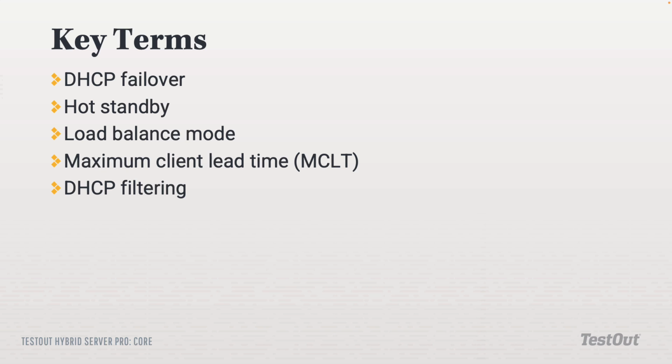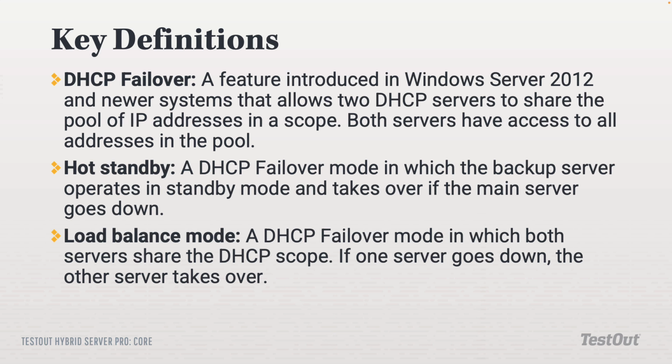Some of the vocabulary that we need to know for this module. First one is DHCP failover. Anytime you hear that term failover, it means there is something there in case something fails. It's like a backup, right? If you look at Major League Baseball teams or the NFL, they have a backup quarterback or a backup pitcher, right? That is their failover. If something happens, they have some type of backup plan.